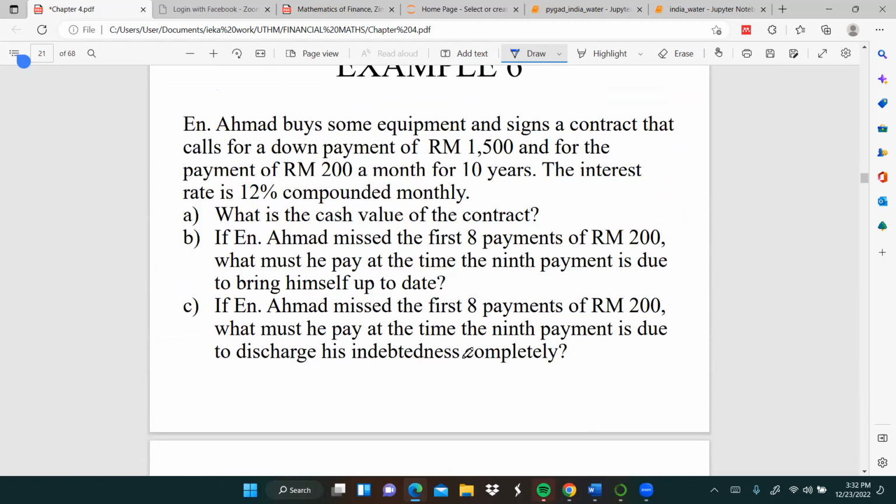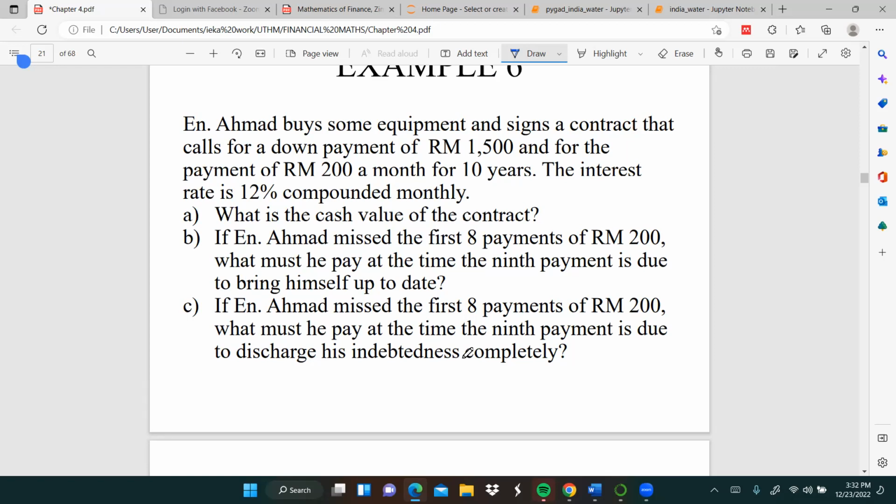So next, Encik Ahmad buy some equipment, signs a contract that calls for a down payment about 1,500 and for the payment of 200 a month for 10 years. Okay, the interest rate is 12% compounded monthly. Okay, so we need to find the cash value of the contract, and then say Ahmad misses first 8 payments of 200. Okay, what must he pay at the time the 9th payment is due to bring himself up to date?